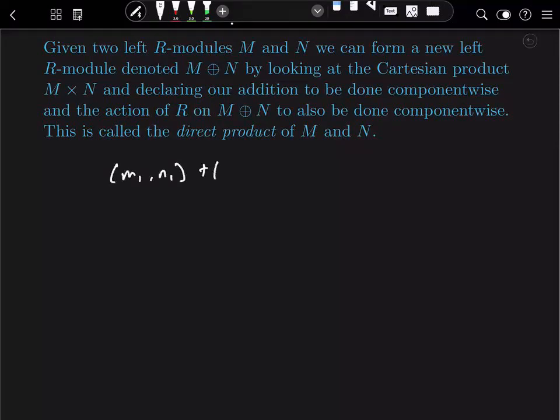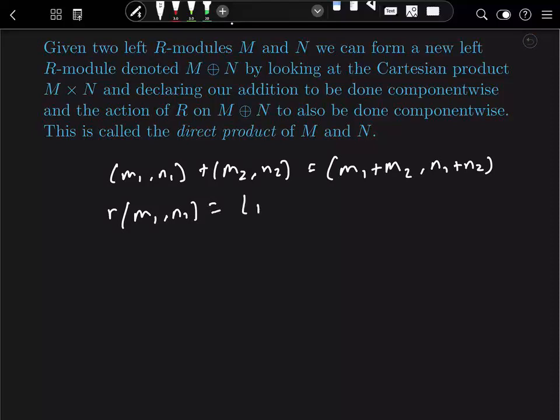So simply all we're saying is that if we have two components, (M1, N1) and (M2, N2), we add them component-wise. So that's M1 plus M2, N1 plus N2. And the action of R is given component-wise as well. We distribute R into the ordered pair. And you can check very simply that this condition gives us an abelian group structure, and this condition gives us our left R module structure.